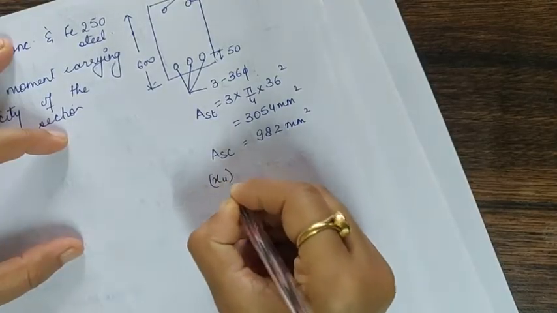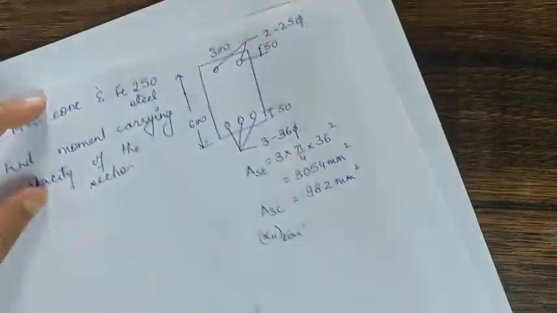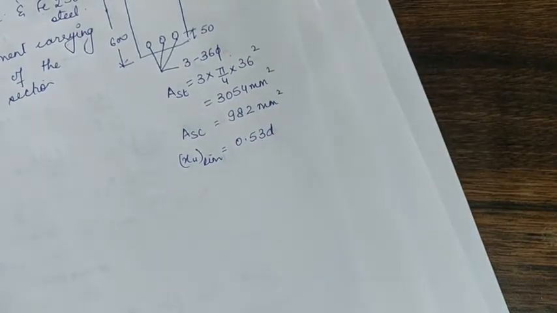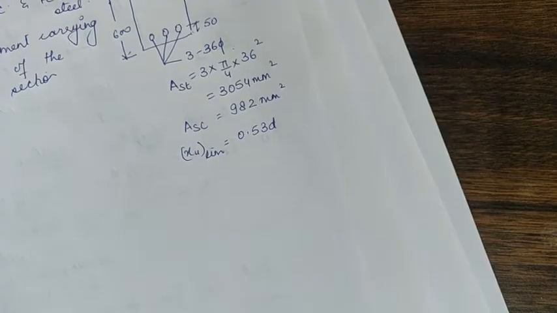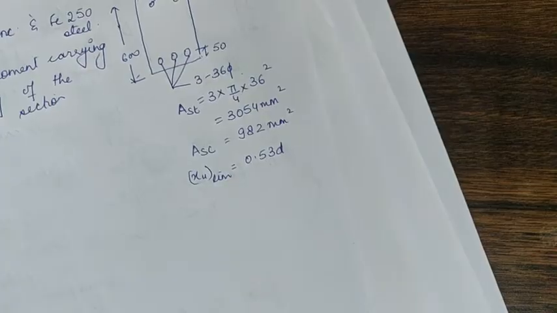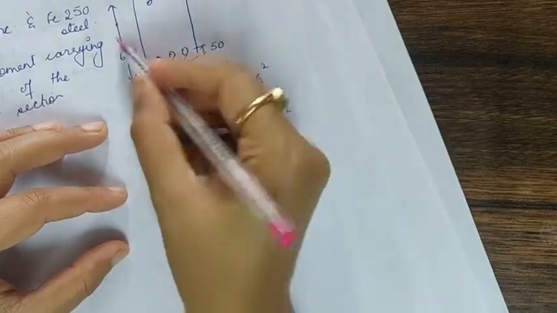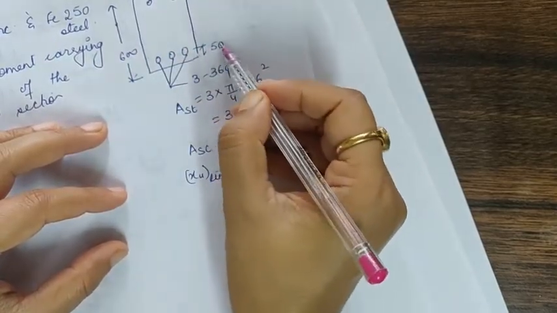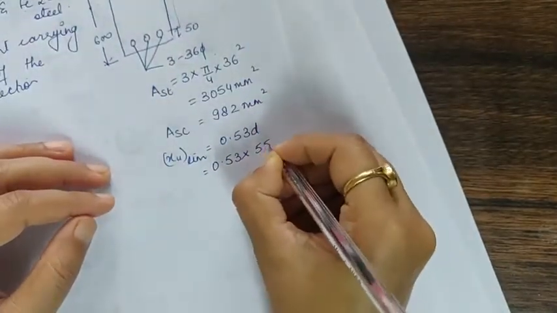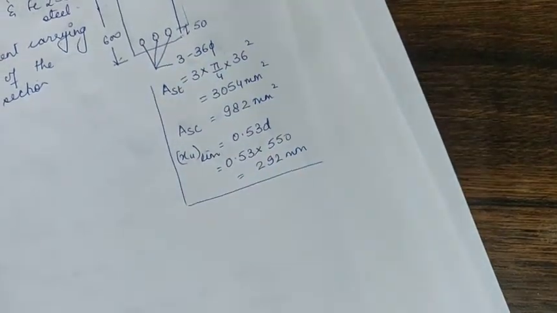At this point only I will find out XU limiting. Because I am using Fe250, I know the value of XU limiting will be 0.53 D. If you remember, in one of the videos I told you that the value is 0.53 D for Fe250. For Fe415 the value was 0.48 D. Effective depth is, this is overall depth, I am providing a cover of 50, so effective depth is 550. So 0.53 into 550, this is 292 millimeters. So this is the value that I have already calculated.